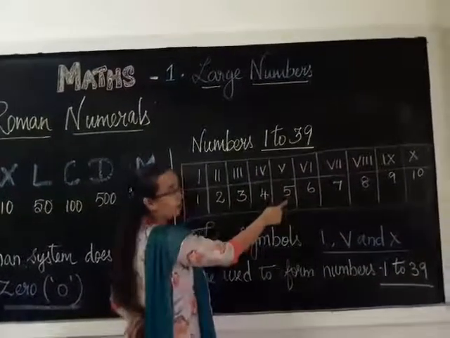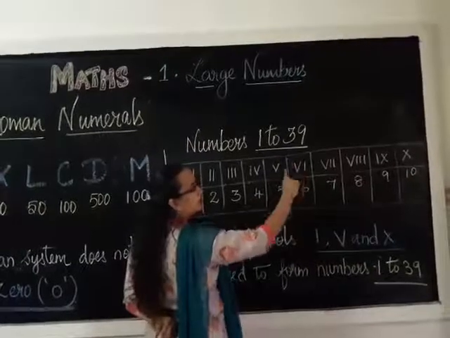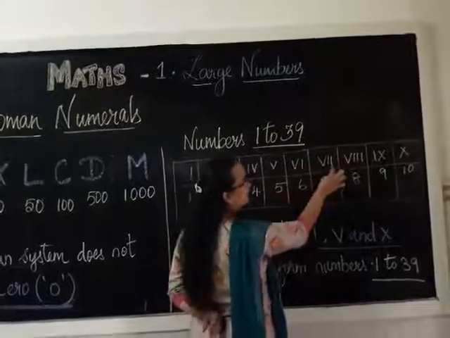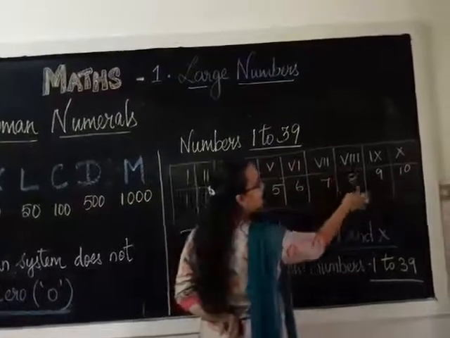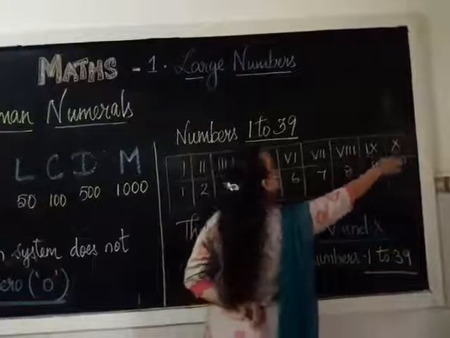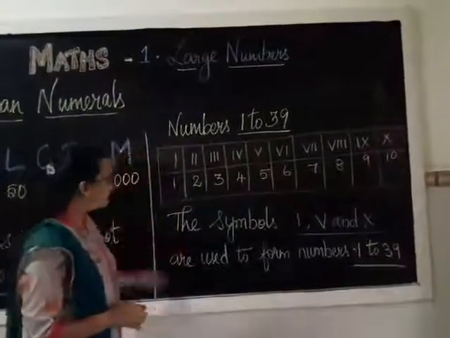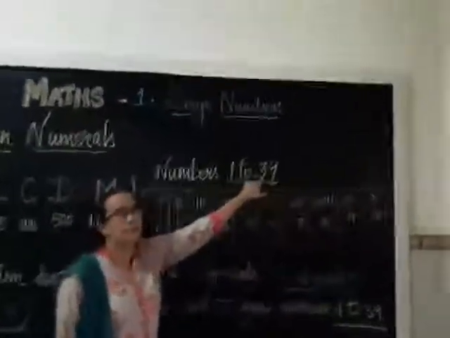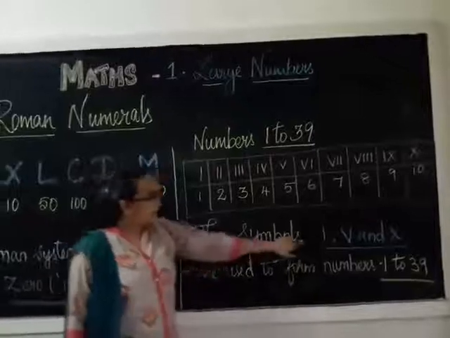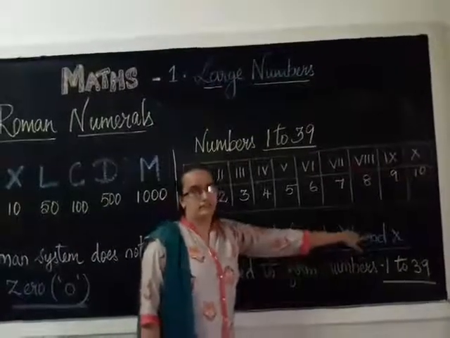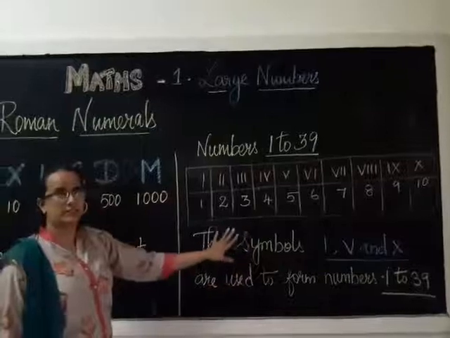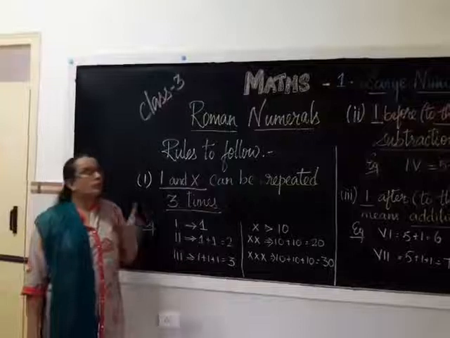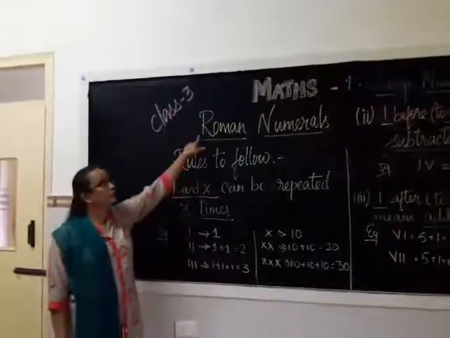V means 5. V and afterwards I, it is 6. V, 5, 6, 7. So 7. This is for 8. This symbol is for 9 and X symbol is for 10. Now for writing 1 to 39, we use 3 symbols. They are I, V and X. Okay children, till this are you clear? Okay.